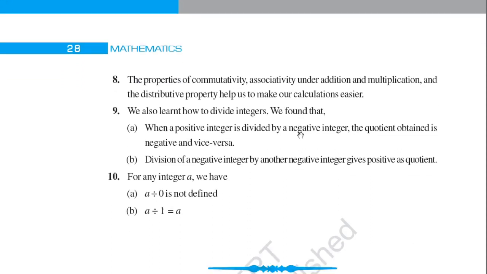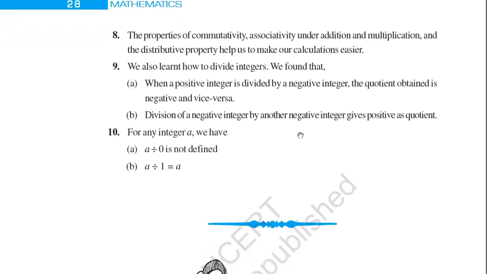We also learned how to divide integers. We found that when a positive integer is divided by a negative integer, the quotient obtained is negative, and vice versa. The quotient will always be negative if there is only one negative. Division of a negative integer by another negative integer gives a positive quotient. For any integer a, a divided by 0 is not defined. The denominator should never be 0. And if it is 1, then it will be the same number a. A divided by 1 is equal to a.